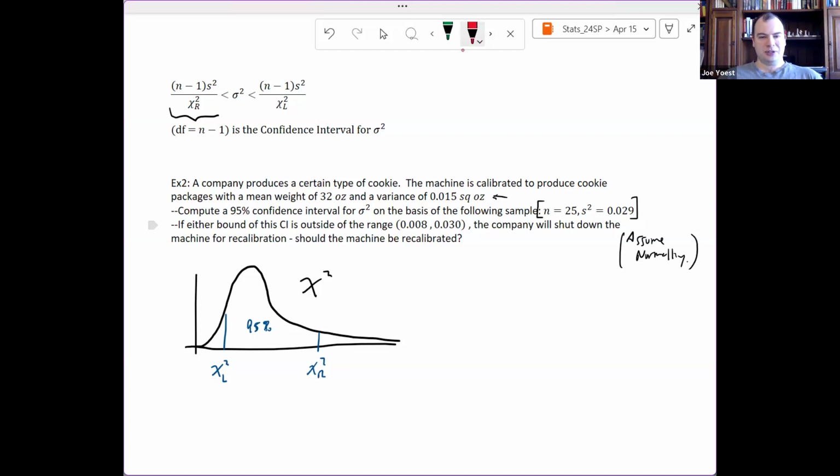But I can impose that symmetry in the sense that I want the area in the left tail to be the same as the area in the right tail. So 5 total percent left over. That puts 2.5% to the left of chi-squared left and 2.5% to the right of chi-squared right.